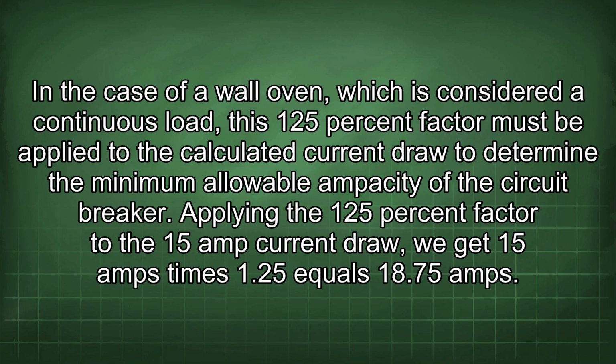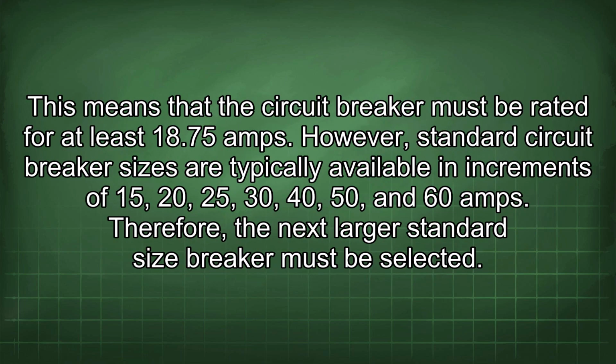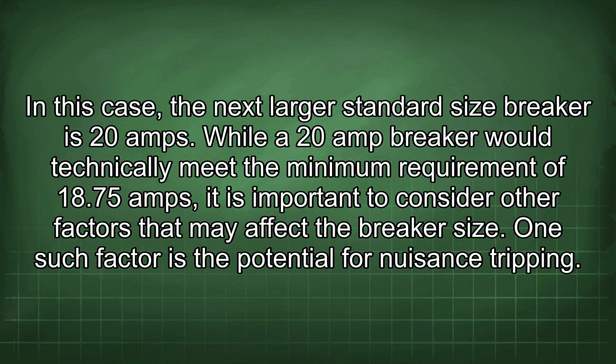Applying the 125% factor to the 15 amp current draw, we get 15 amps times 1.25 equals 18.75 amps. This means that the circuit breaker must be rated for at least 18.75 amps. However, standard circuit breaker sizes are typically available in increments of 15, 20, 25, 30, 40, 50, and 60 amps. Therefore, the next larger standard size breaker must be selected. In this case, the next larger standard size breaker is 20 amps.